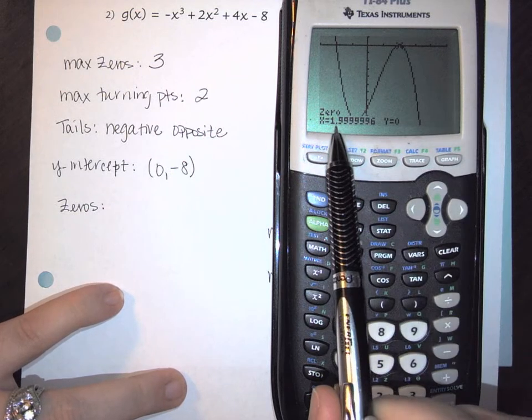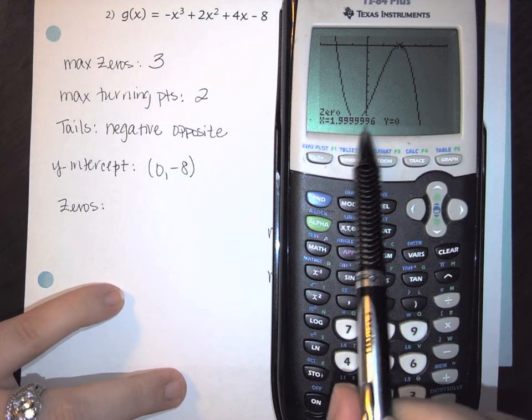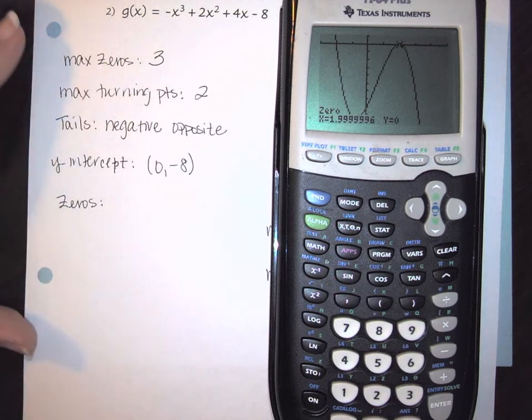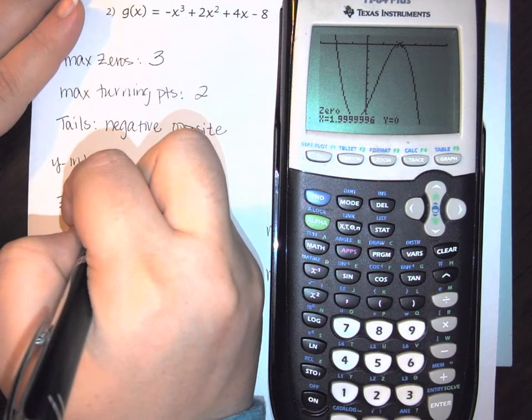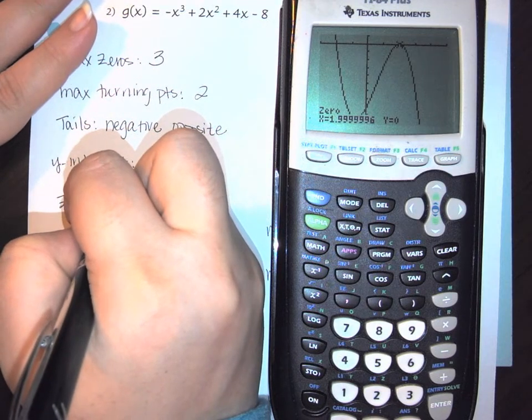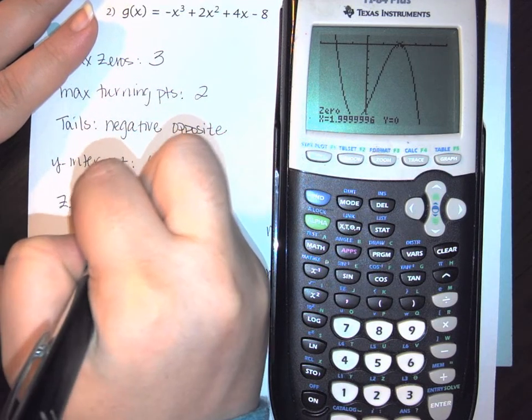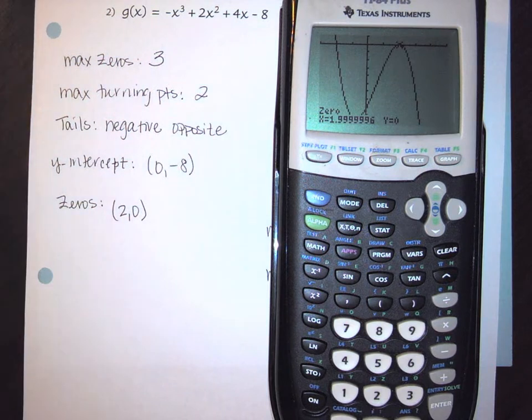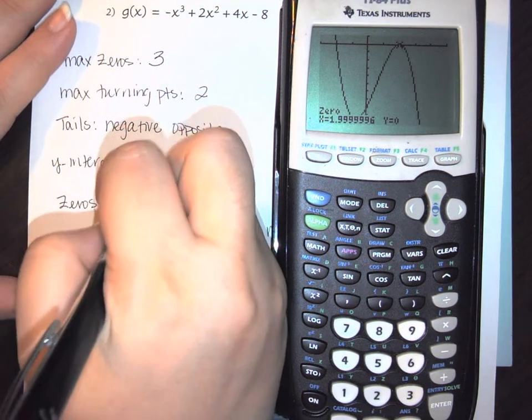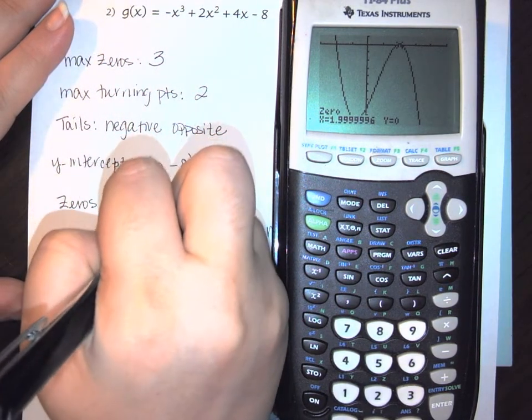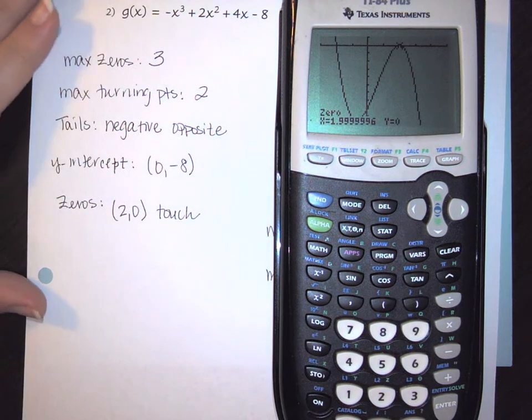So here, notice I have 1.9999996. So that's really, really close to being 2. So we would just go ahead and say that we have a 0 at the point (2, 0). Now the other thing we know about it is that we are touching at that spot.